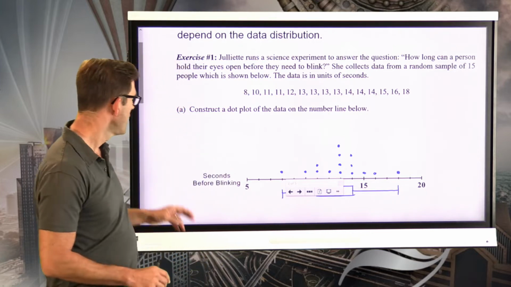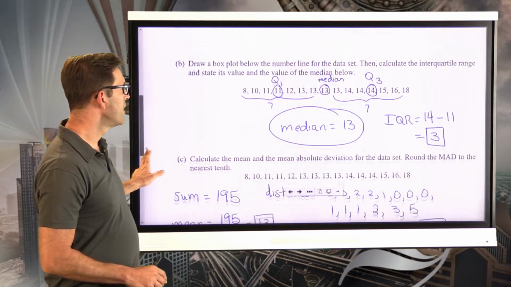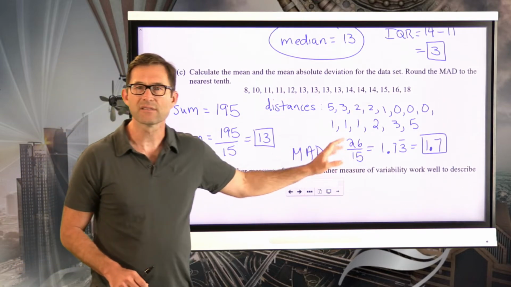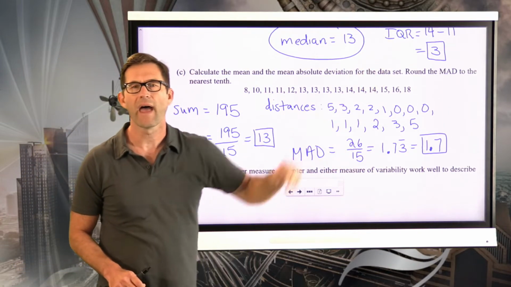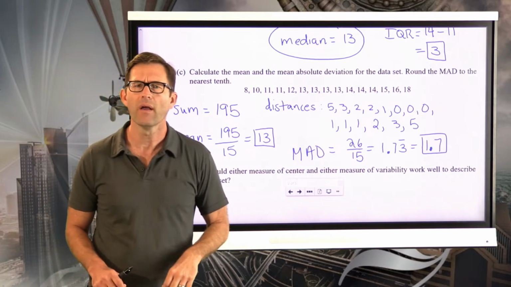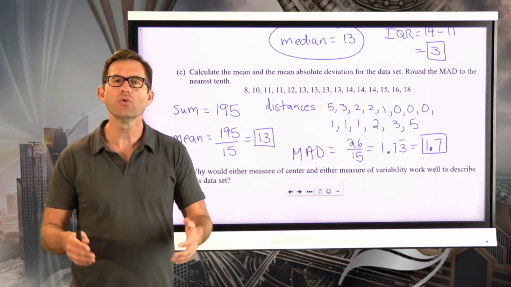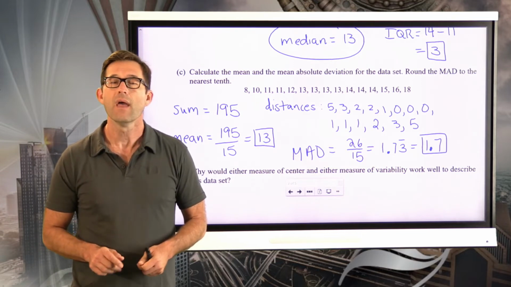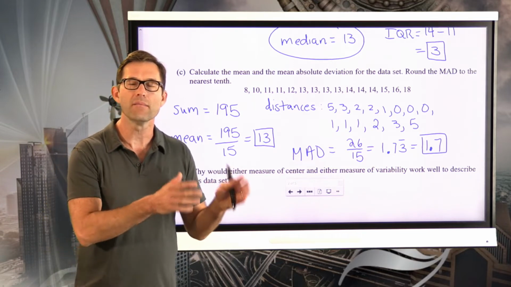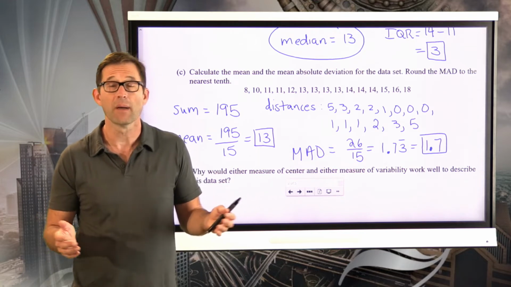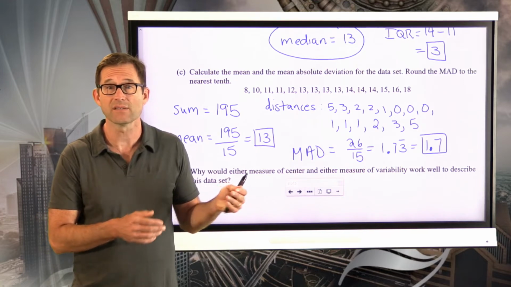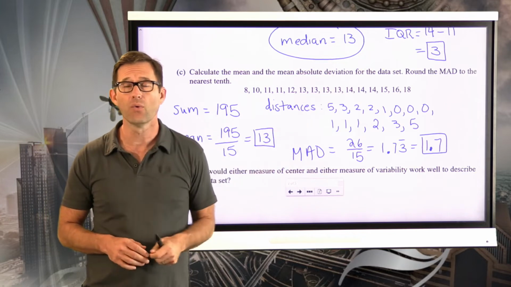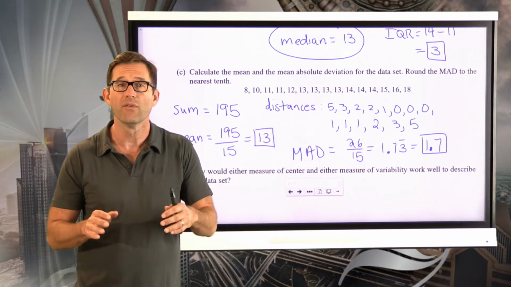As well, the fact that the MAD is slightly more, or right around half of the IQR, tells us that both of those are good representations of how much variation there is in this data set. Now, why is that happening? Why are the mean and the median basically the same? They're actually exactly the same in this case. And why are the MAD and the IQR both pretty representative of the variation?